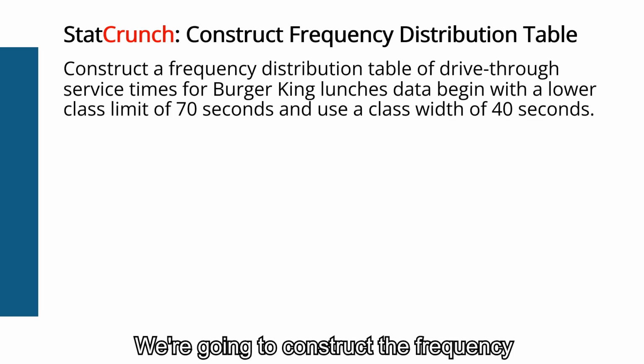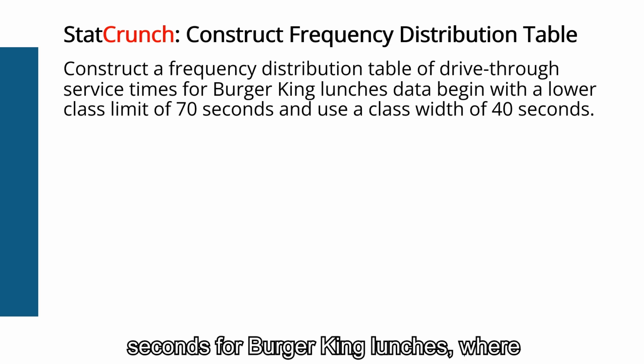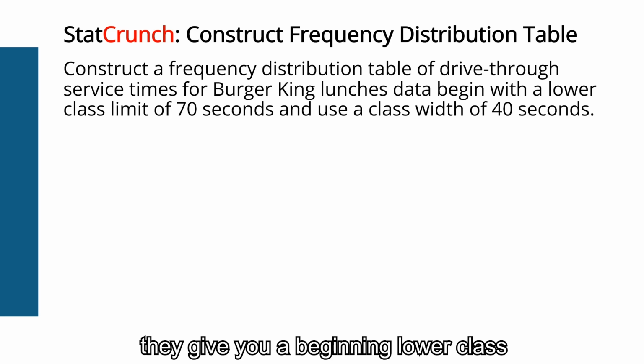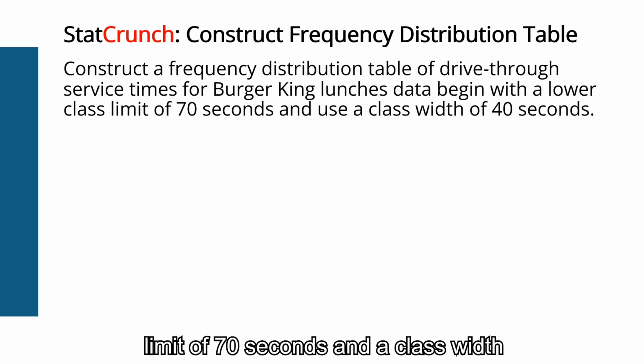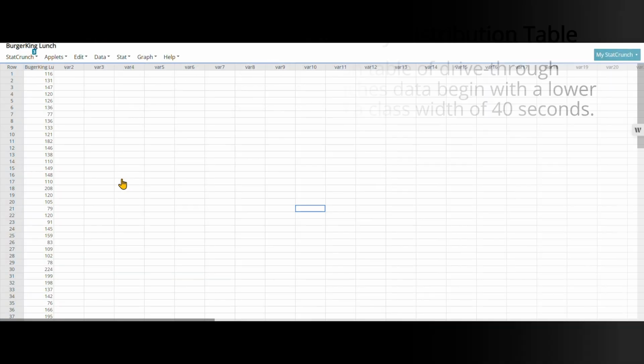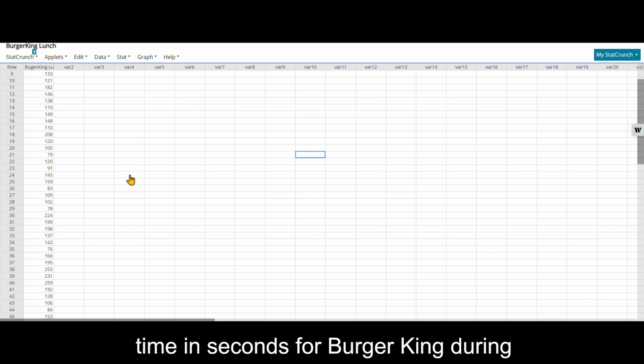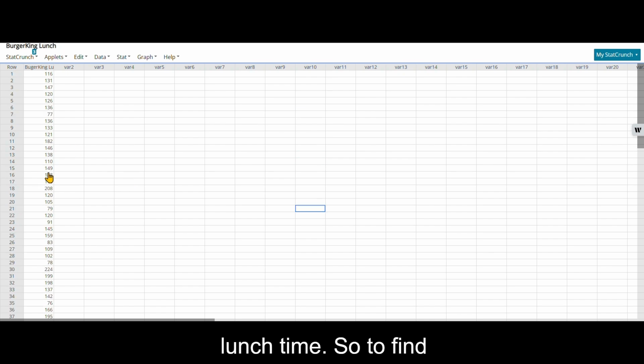We are going to construct the frequency distribution of the service times in seconds for Burger King lunches, where they give you a beginning lower class limit of 70 seconds and a class width of 40 seconds. Here are my 50 values of service time in seconds for Burger King during lunchtime.